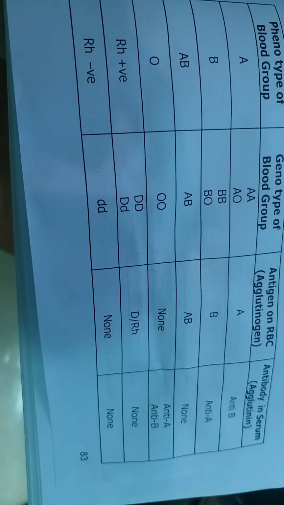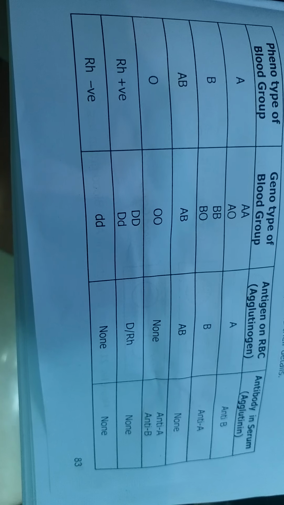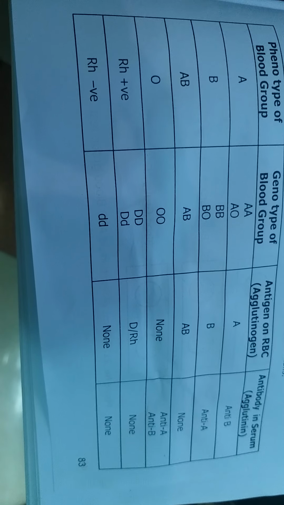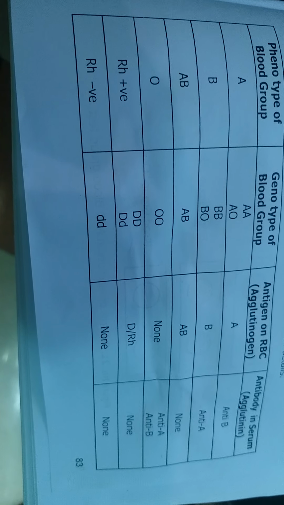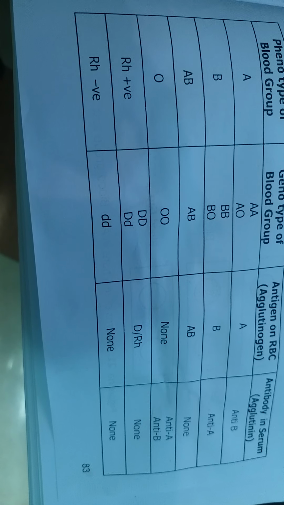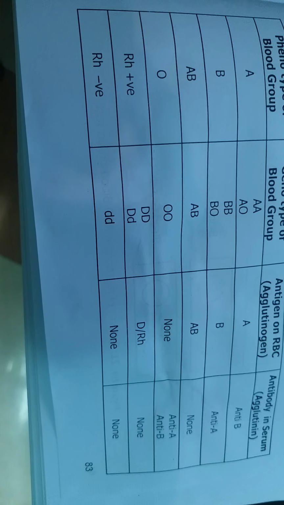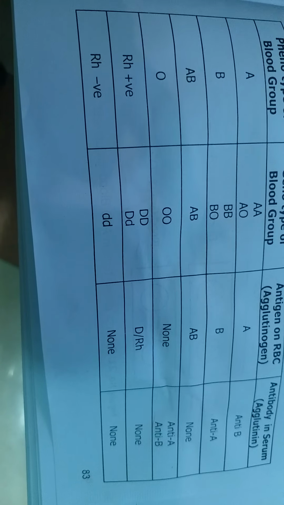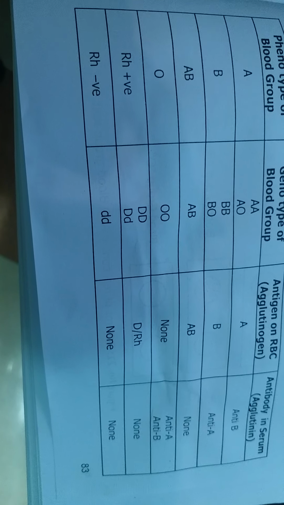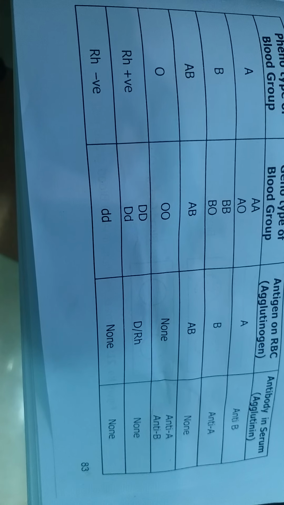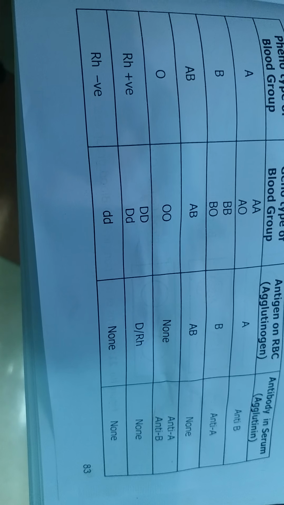And when we say that the blood group is Rh positive, it means the capital D is present, or there may be a double capital D, as an antigen on the RBC, but there would be no antibody in the serum. And when we say it is Rh negative, the phenotype is small d, but there would definitely not be any antigen or antibody present in the RBC and in the serum.